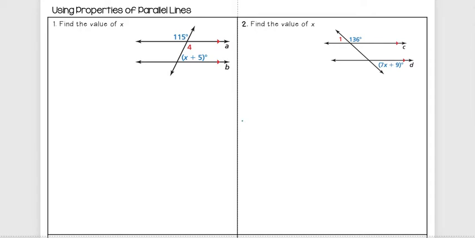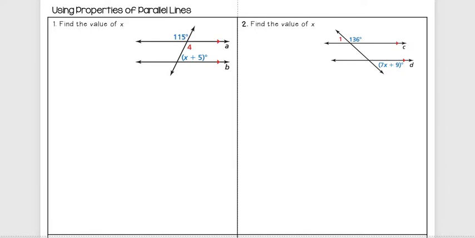Okay, so now for these examples, I am going to be using my properties here to find the value of x. So I need to really remember my theorems that we talked about in that first video. So here I want to find the value of x. I have these two angles right here. However, I don't have a theorem that relates those two together. However, I have this angle 4 right here.